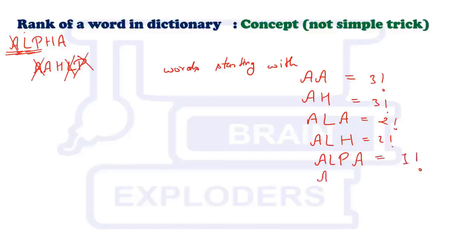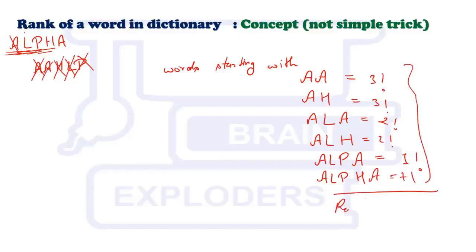A, L, P. After that we will write H. We have reached the correct place, so remove it, and then we have to write A. So you can remove it, but add 1 for this. So on adding all these, we will get our rank. So rank is equal to 3 factorial into 2 plus 2 factorial into 2 plus 1 factorial plus 1, which is equal to 12 plus 4 plus 1 plus 1, means 12 plus 4 plus 2, 18. It will be on the 18th rank.